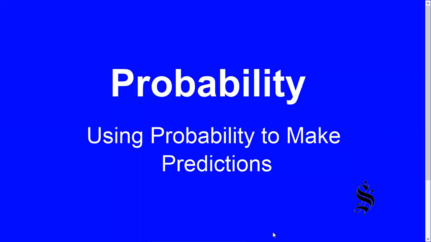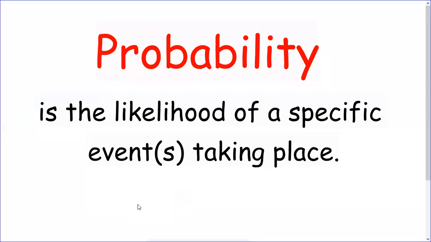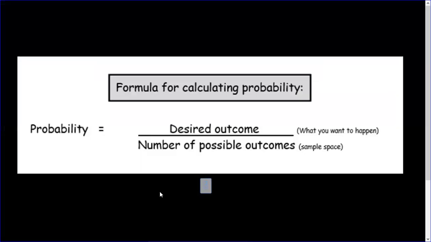Using probability to make predictions. Probability is the likelihood of a specific event or events taking place. In this video, we're going to look at how you can use probability to make predictions. And this is the formula that we're going to use for calculating probability.